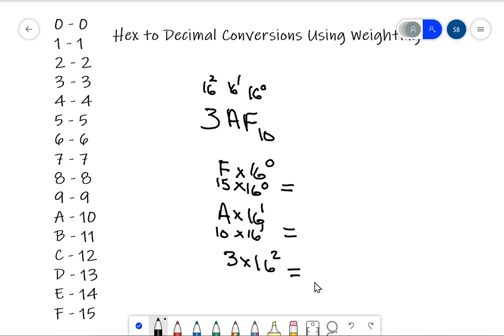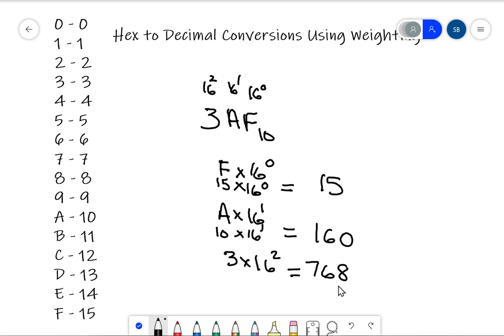And we come up with an answer of 15. And 10 times 16 to the 1. So 10 times 16 is 160. That's pretty easy to do in my head. 3 times 16 squared is not. And as you heard me say, I don't use this method because I have to have a calculator and it's not something that I'm used to having available, although I probably do with my cell phone.